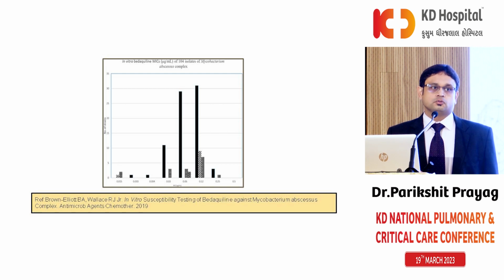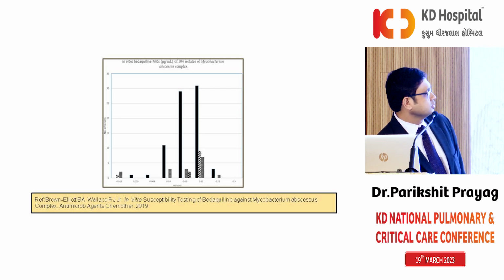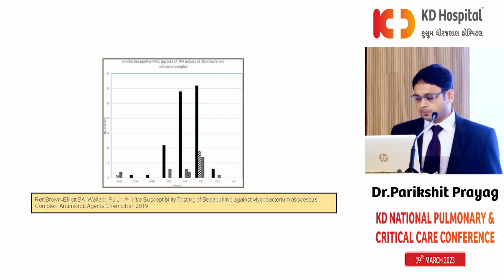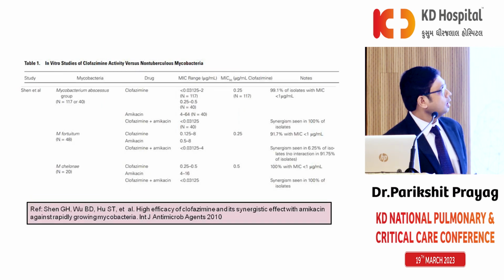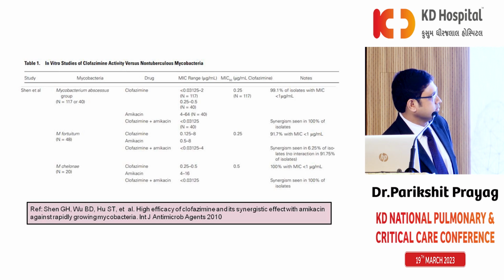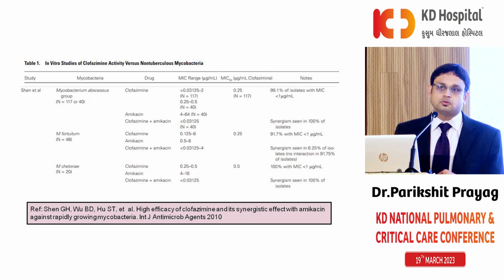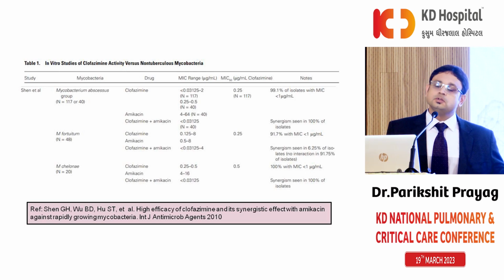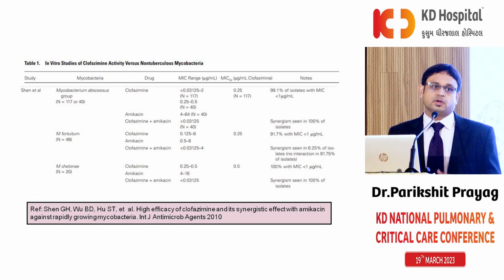So for rapid growers, there is emerging evidence that bedaquiline and clofazimine might be good options. So these are studies which show bedaquiline MIC is again really low for most of the subspecies of abscessus, and the same thing for clofazimine, especially when combined with aminoglycosides, they may have a role. So if possible, bedaquiline testing, if possible, clofazimine testing.